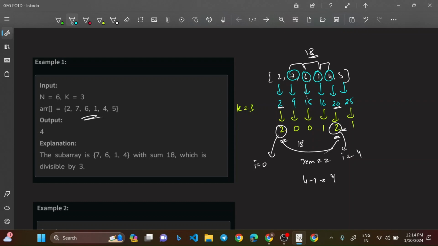Now let us assume we extend this: we put another element here, extend the array till this point, and again you have got 2 here.